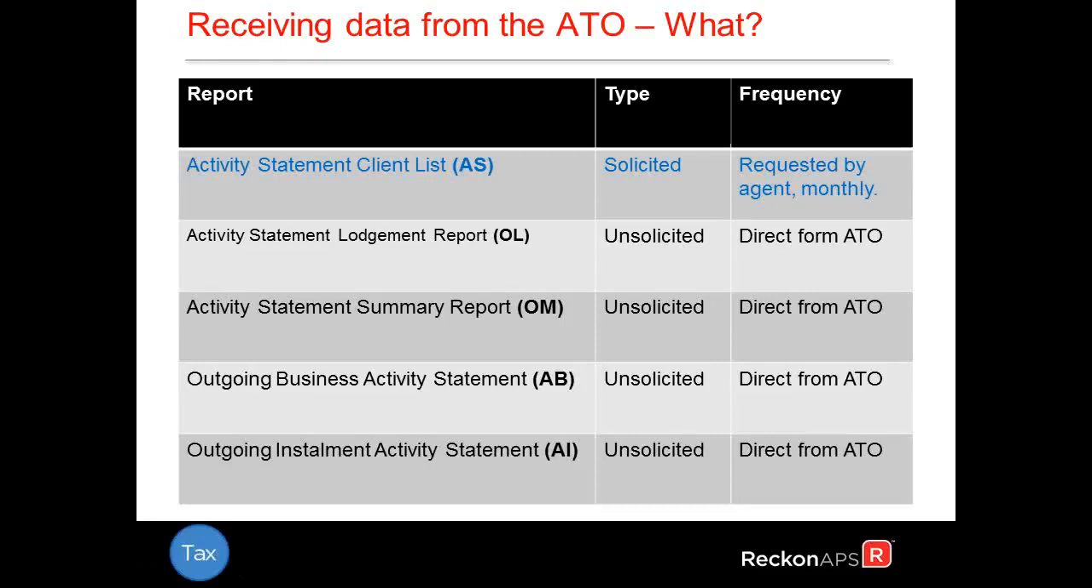So what data can I receive from the ATO, and what is available to me? There are a number of reports which I mentioned earlier that are available from the ATO that you can request. The first one is the Activity Statement Client Report, known as the AS report. So if you're ever talking to the ATO, they know it as the AS report.